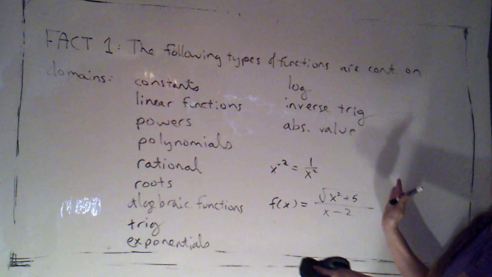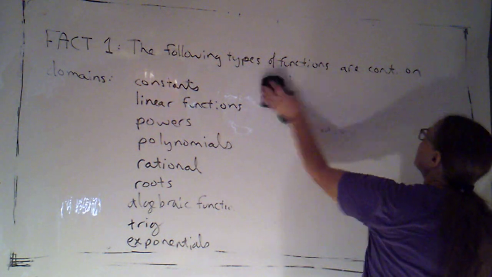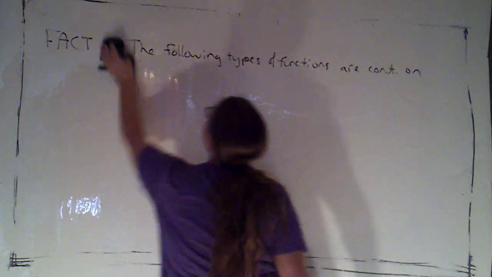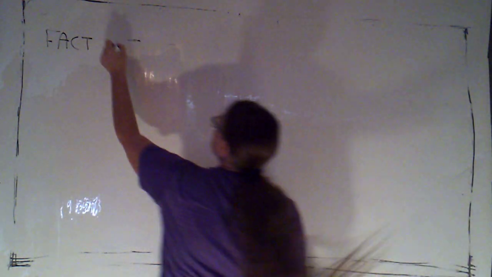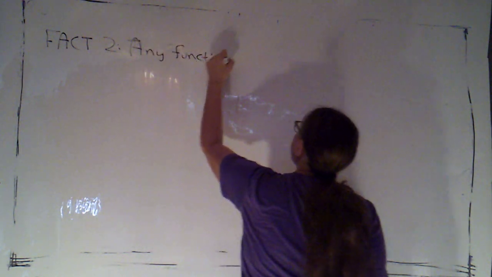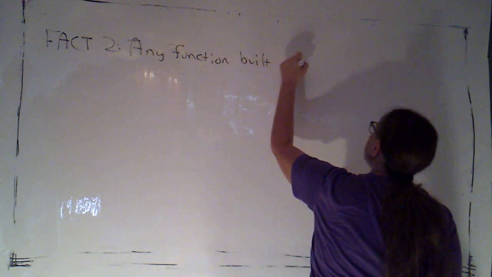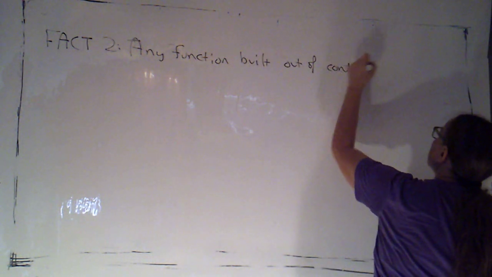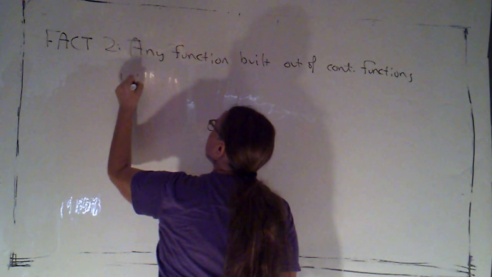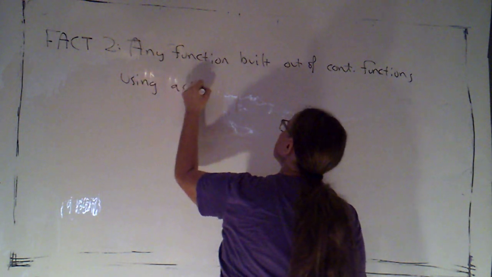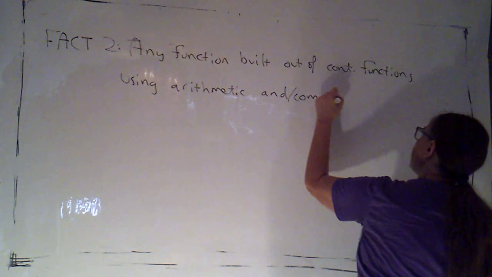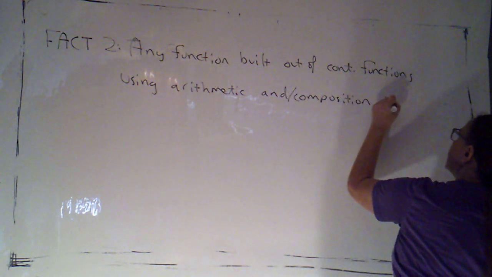Okay, rather extensive list. So extensive that I've got to erase it. That's the downside of having this smaller board here. I'm erasing all the time. But we need room for fact 2. And that's that any function built out of continuous functions using arithmetic and/or composition is continuous.